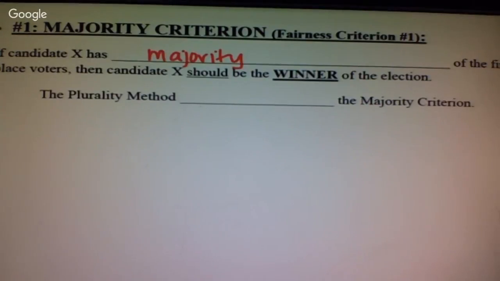Okay. So the plurality method is going to satisfy this criterion, which means that it follows it. Okay, it agrees with it.